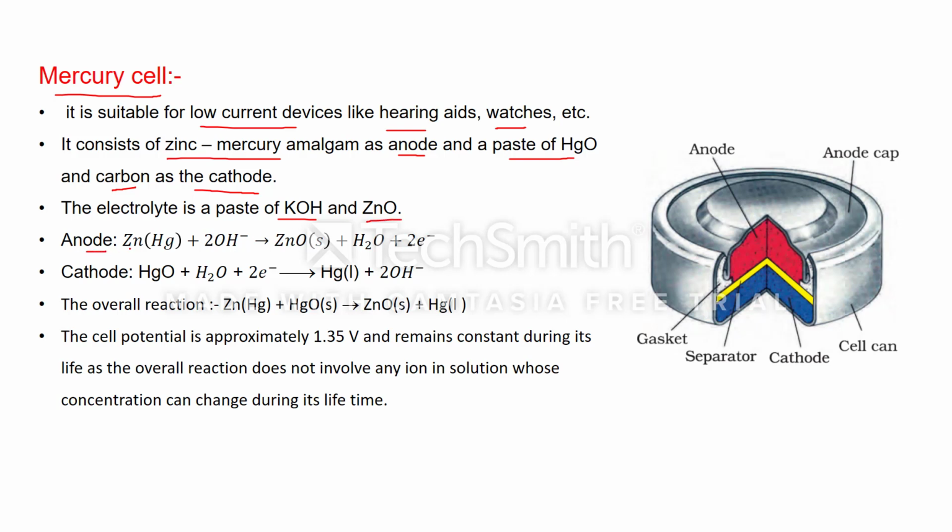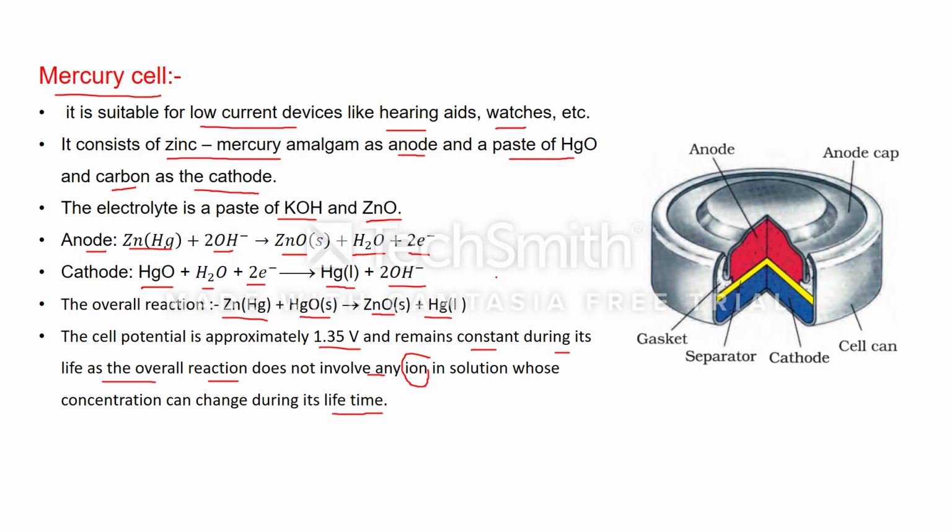The reactions are, at the anode, the zinc amalgam reacts with OH minus and forms zinc oxide and H2O, liberating 2 electrons, and at the cathode, mercury(II) oxide along with water gains these 2 electrons and forms mercury in the liquid form and again generates OH minus ion. The overall reaction is zinc amalgam plus HgO gives ZnO plus liquid Hg. The cell potential is approximately 1.35 volt and remains constant during its life as the overall reaction does not involve any ion in solution whose concentration can change during its lifetime.